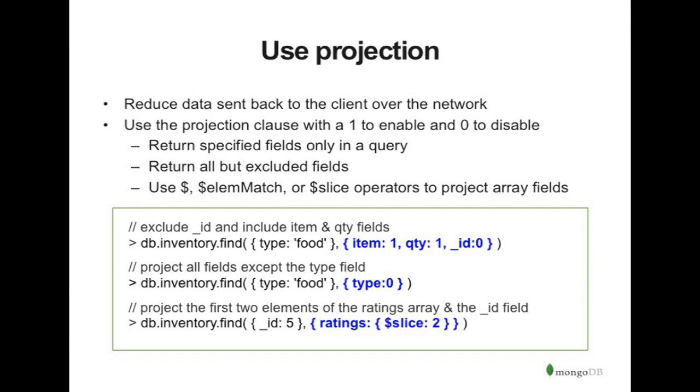The next example is an exclusion. So I'm saying type 0. So just leave out the type field, but return to me everything else, every other field. And inclusion and exclusion are mutually exclusive; other than the _ID field, you cannot combine inclusion and exclusions. And in case of an array, there are only 3 options that are available: the $ operator, the $elemMatch, or the $slice operators. So in this example, we are using $slice 2, meaning just return the first 2 elements of an array, even if the array has 10 or more elements in it.